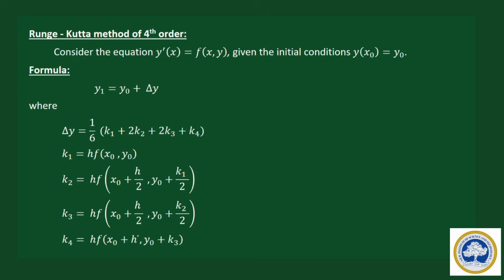Okay, so these are the formulas for k1, k2, k3 and k4. After calculating them, we can find out delta y, and then we can finally substitute it, so y naught plus delta y will give you the value for y1. Now let us move on to the problem.